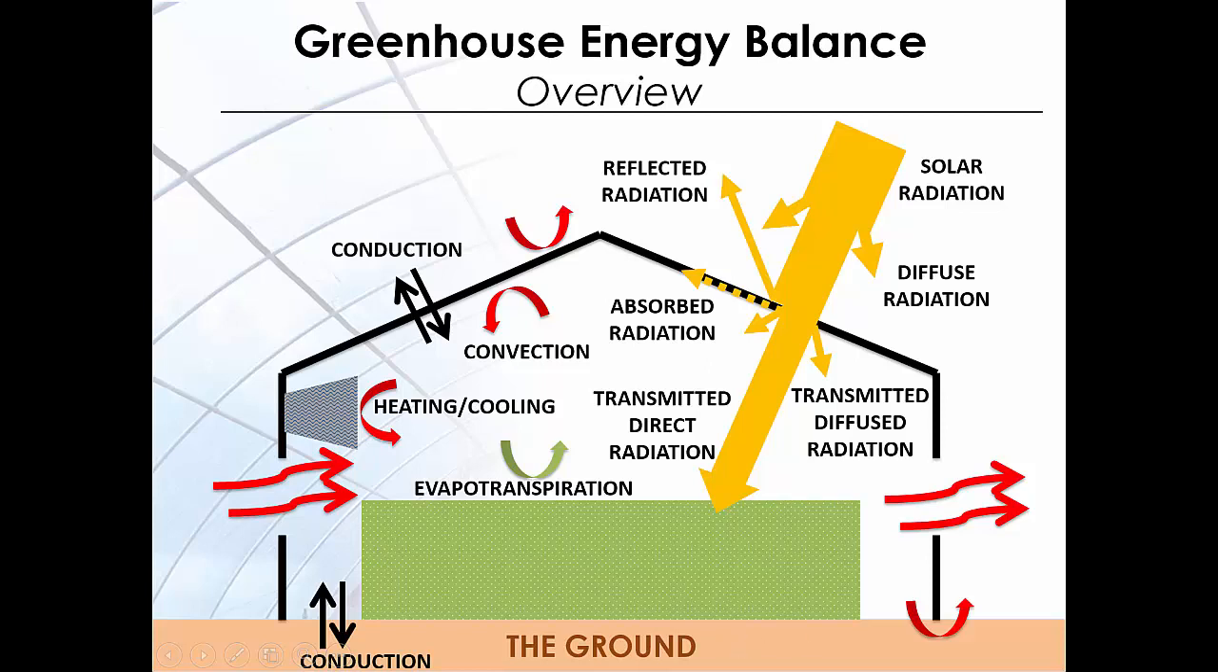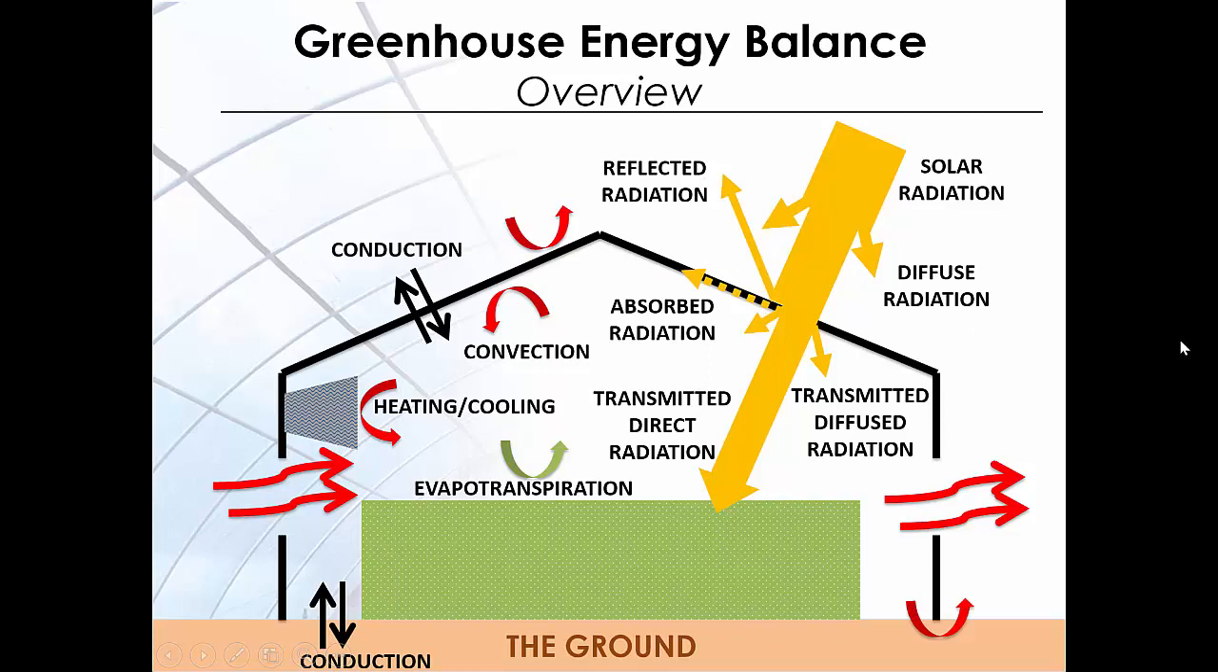The primary source of energy for a greenhouse is solar radiation. Total solar radiation can be divided into direct and diffuse radiation that transmits through the cover, is absorbed by the cover, or is reflected by the cover.